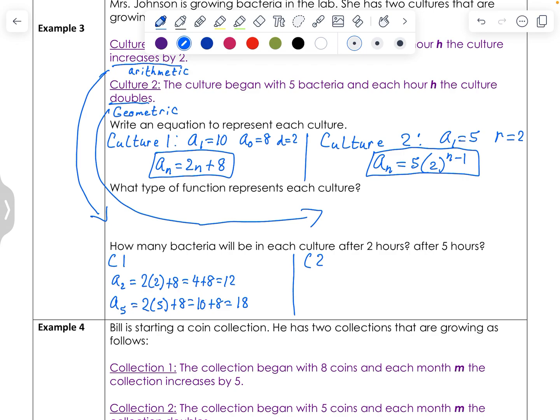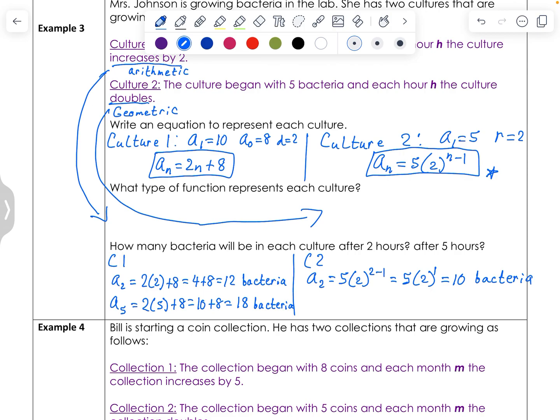The other side, it's going to grow much faster because we're multiplying. So the second hour would be this formula over here: 5 times 2 to the 2 minus 1, which is 5 times 2 to the 1 power, or just 10. So the bacteria in the first couple hours, it's actually more for the arithmetic. If I label these, and then this one is bacteria.